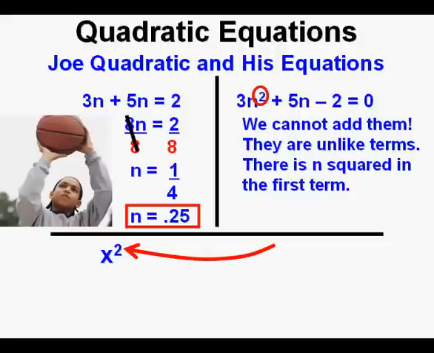This is the first term of a quadratic equation. Note that it has a squared sign. Remember that the word quadratic comes from the word quadratus, which is square in Latin. And this is the second term of a quadratic equation. It has the same letter as the squared term, but this letter is not squared.